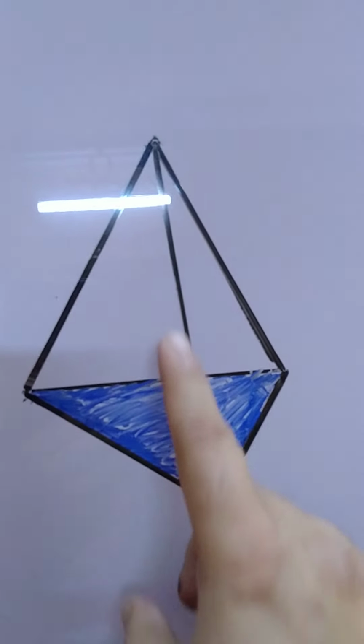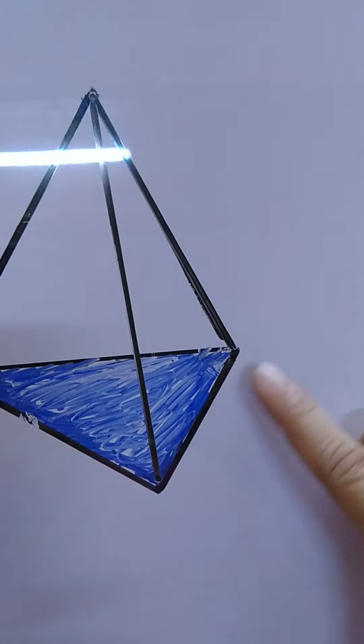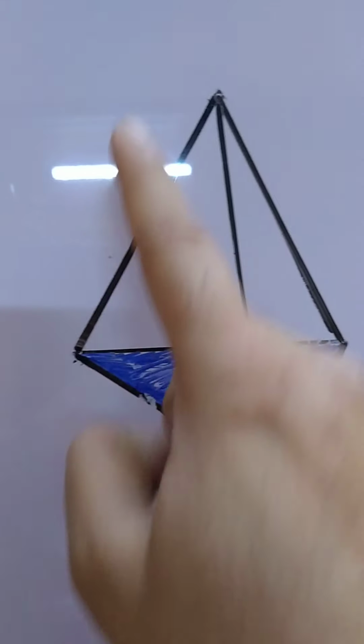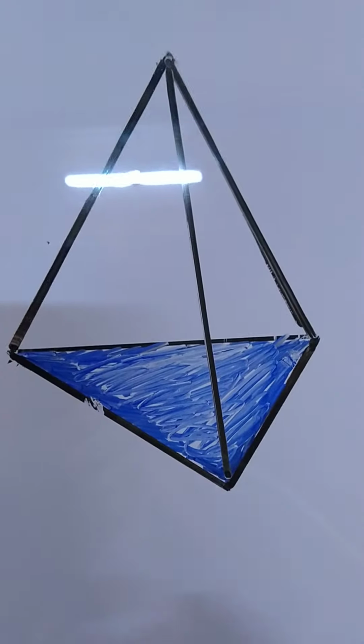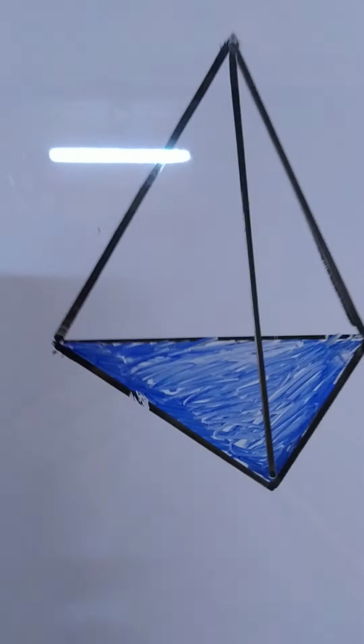With this side there is a slanted triangle attached. With this side there is a triangle attached, this triangle. And look here, on the back side, there is one more triangle attached. So this is a tetrahedron, a triangular base pyramid. It has a total of four faces: one polygonal base, the blue triangular base, and three slanted triangles attached with it.